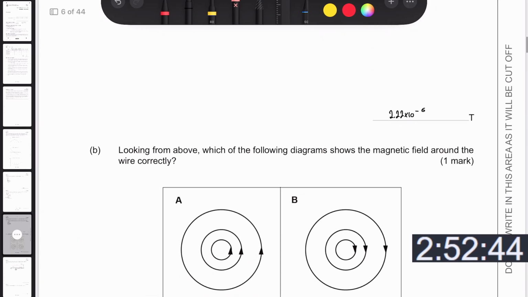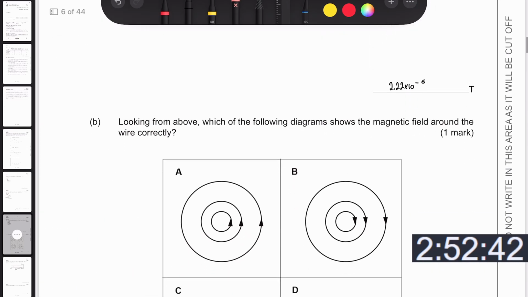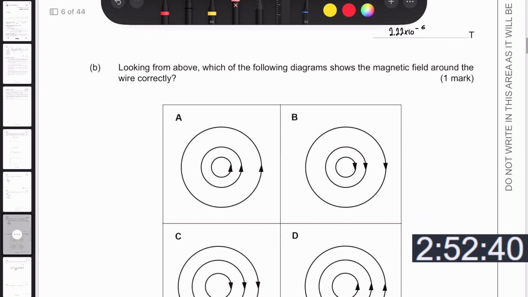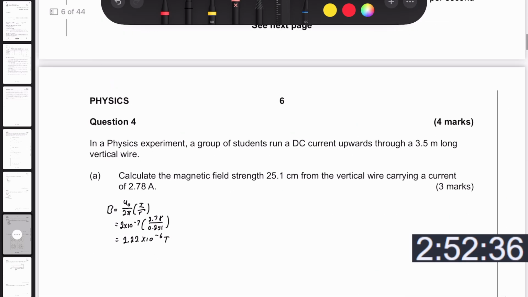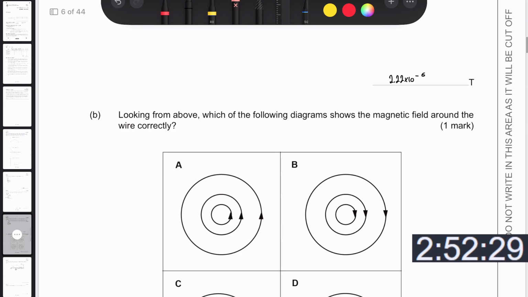When looking from above, which of the following shows the magnetic field around the wire correctly? So upwards, so the current's going upwards on the vertical wire, and I'm looking from above.